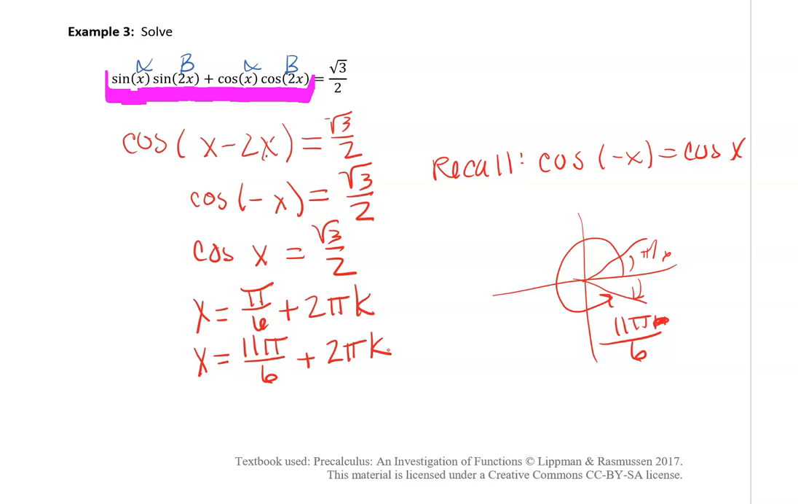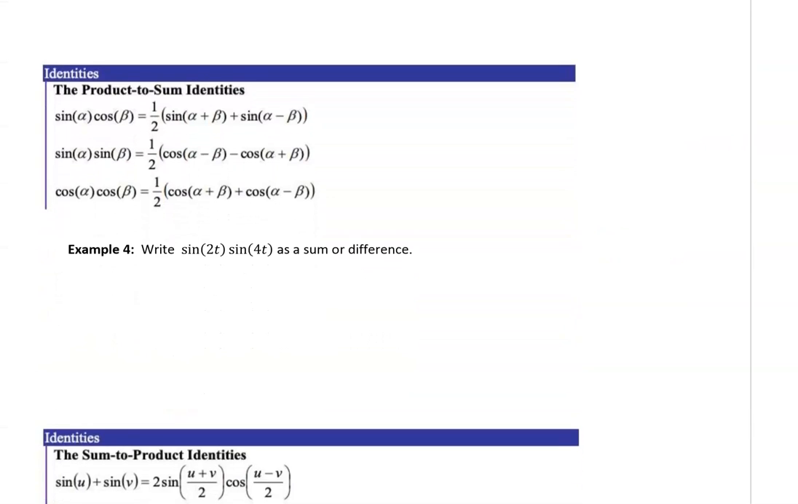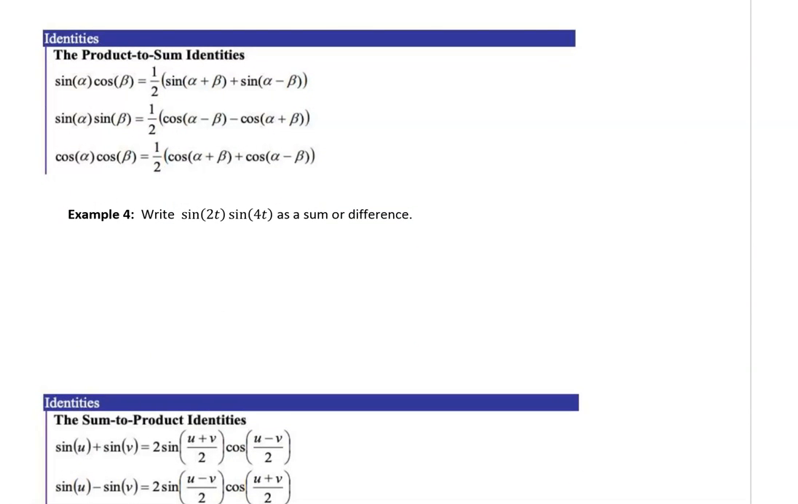So you really want to keep your boxes handy, your identities that we've been using all along the way, so you kind of have something to revert back to. So here is some more identities. I hope you're having fun with these trig functions. In these identities, we've already done sum and difference, so now we've got product to sum. So if I'm multiplying sines and cosines together, how could I rewrite that as a new function? So this one says write sine of 2t, sine of 4t as a sum or difference. So I'm going to take it as a product and then have a sum or difference.